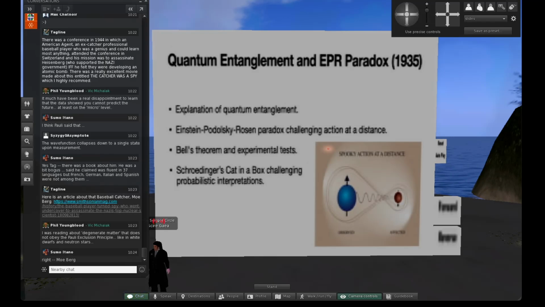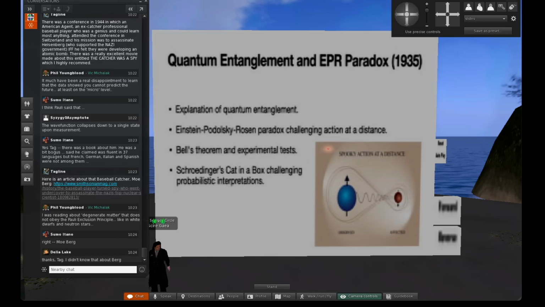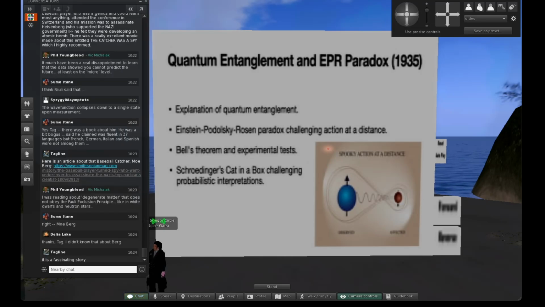So Einstein, Podolsky, and Rosen in 1935 suggested that quantum mechanics might be a good statistical theory, but there was some underlying deterministic phenomenon that was actually making things work. Quantum mechanics was not actually reality, but it was a good calculation tool.